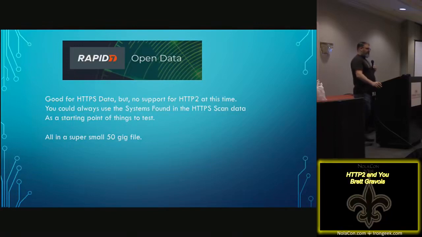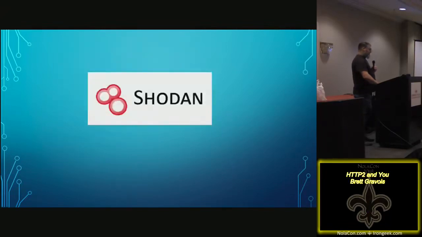And the other bad part too is it's a big, huge JSON file, so you can't actually grep it or anything else like that. It's pretty fun. So if you guys have any suggestions on how to parse a 50 gig JSON.gz file, let me know. I'm open to suggestions. So basically the next thing I used was Shodan.